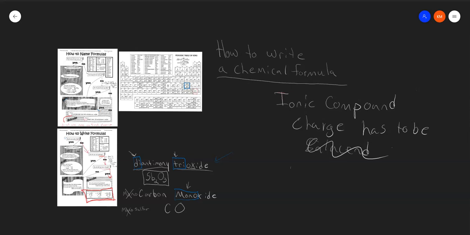And then we don't use mono on first element. You do use the rest of them. You do use di, tri, tetra, all those, just not mono. Okay, hopefully that was helpful. Again, this was just kind of a review for you, and we're going to be going over this in class.